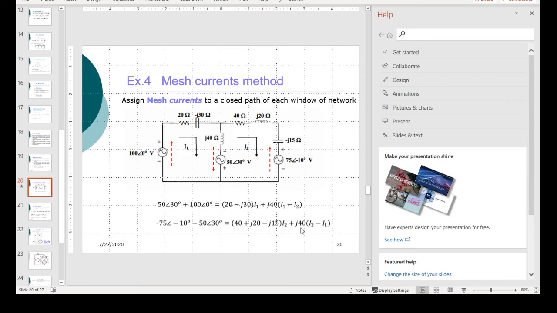Then I have to do the voltage drops. First, it's 40 plus J20. The only current here is I2. Oh, sorry, there are three impedances in series. It's 40 plus J40 minus J15 times I2, plus J40 times the net current in this direction, which in this instance now becomes I2 minus I1, because I1 is opposing I2. So these are the two mesh equations.